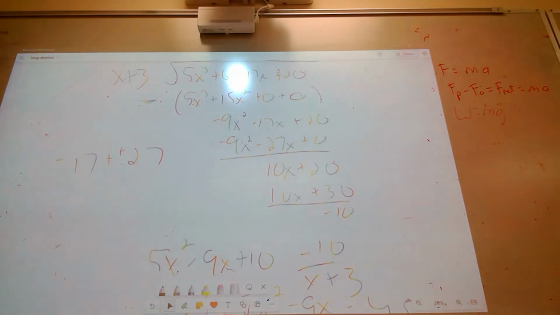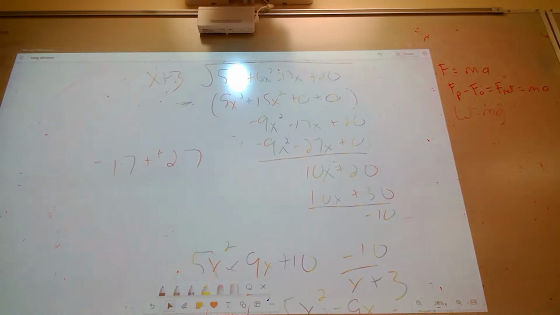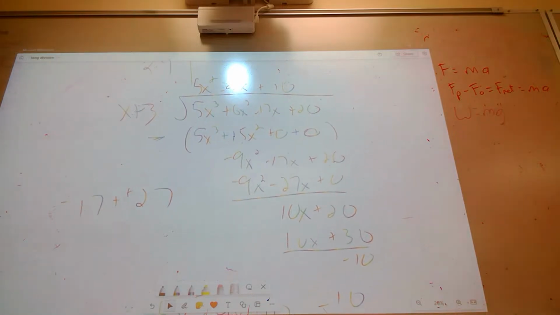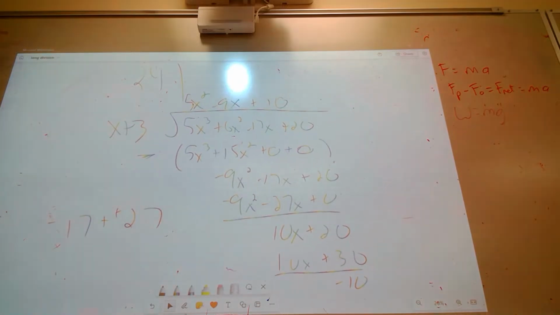Go on to the next one. When you get to 5, you're going to be working with a fraction. But you can do that.